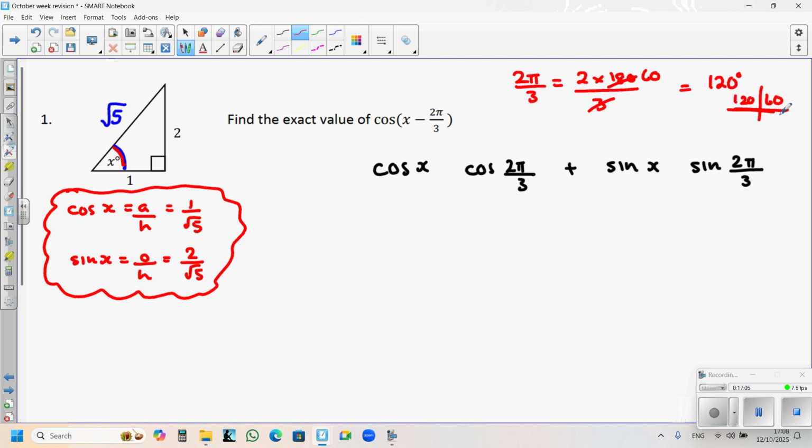So basically, we're looking at the exact values for 60, for cos and for sin, but it's in quadrant 2. Remember in quadrant 2, if we think about a CAST diagram, in quadrant 2, it's only the sin one that's positive, the cos one will be negative. Right, so what is cos 2 pi over 3?